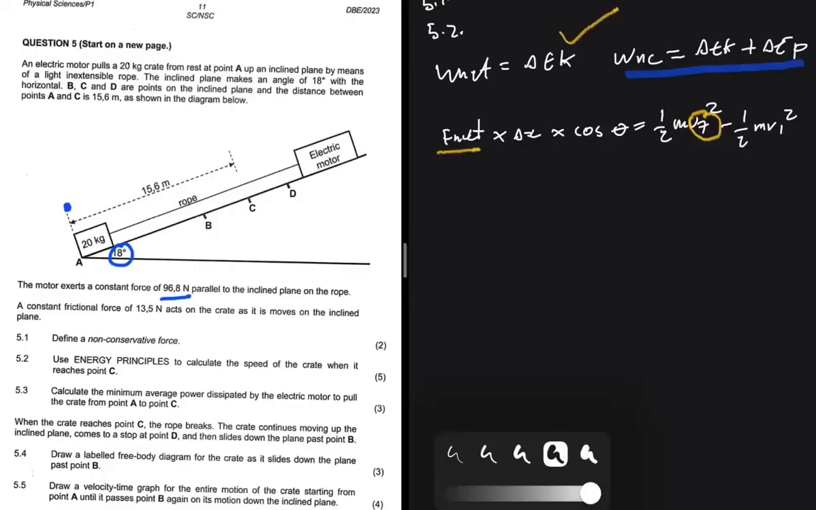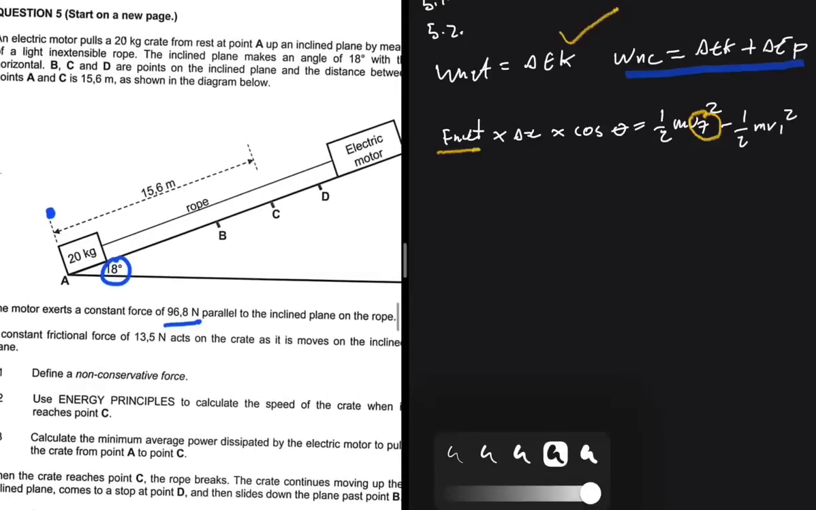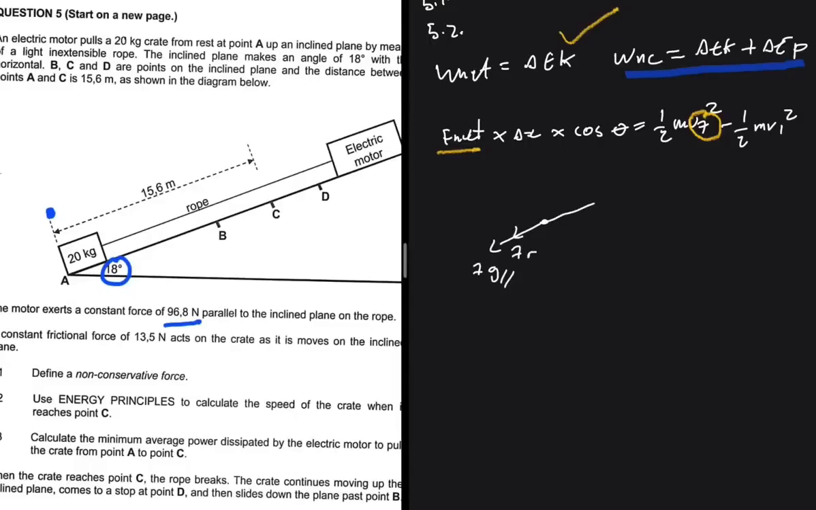Let's draw a free body diagram of the 20 kg block as it moves up the incline, right? So we have FG parallel, which is pushing the object down the incline. We have the frictional force, right? And then the force applied by the electric motor. We have the normal force, obviously, and we have the weight perpendicular, right?